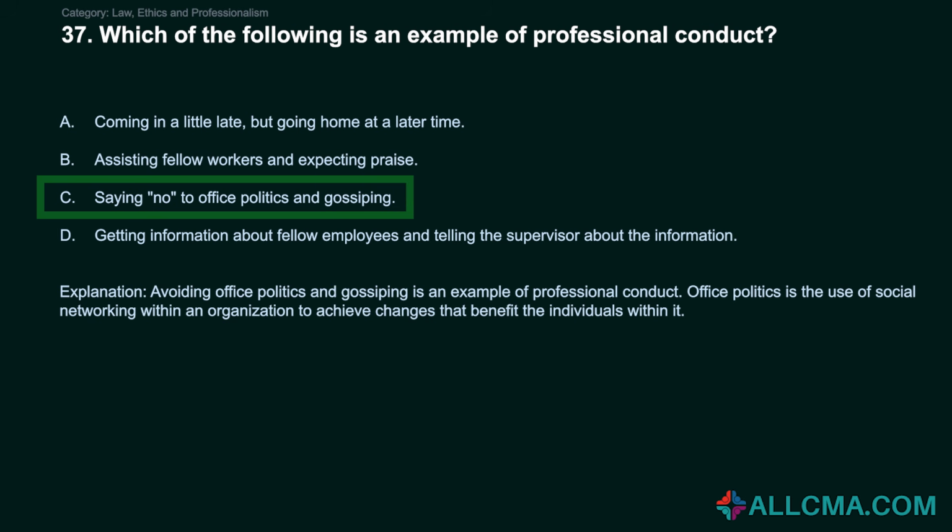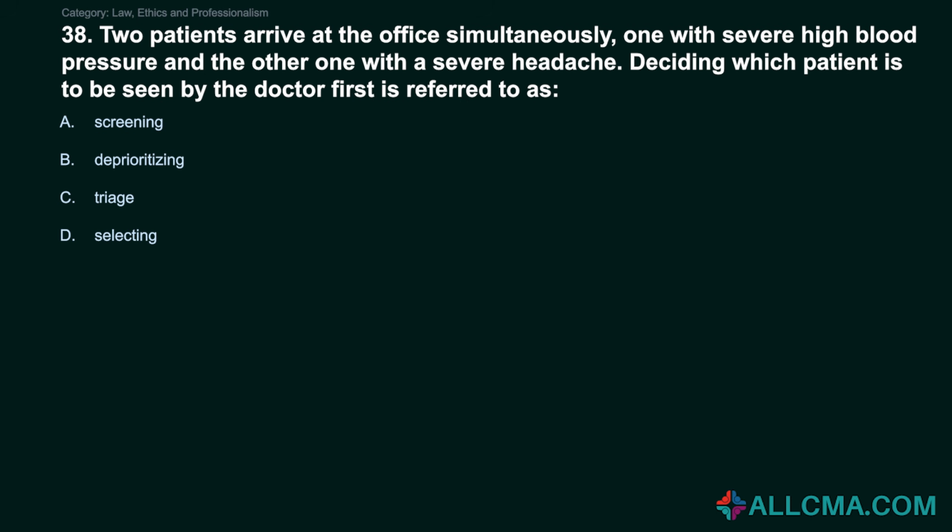Avoiding office politics and gossiping is an example of professional conduct. Office politics is the use of social networking within an organization to achieve changes that benefit the individuals within it.